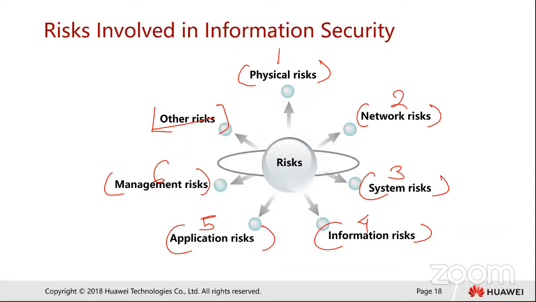Basically what we discussed was that information security can be categorized in three parts. The first part is access security. Then we talked about the second one, which is the transmission security.